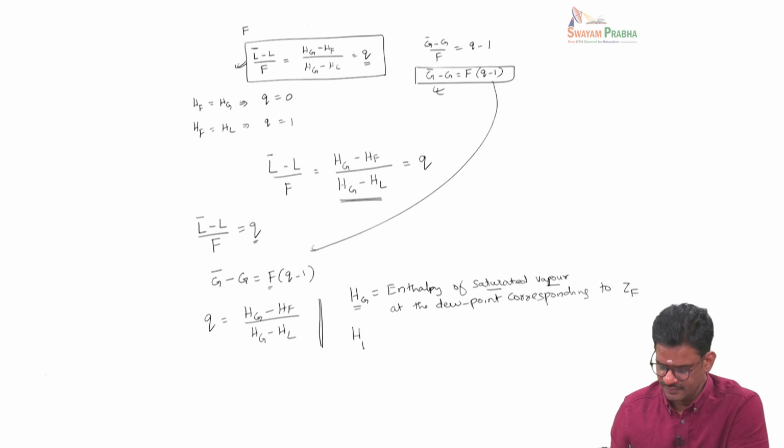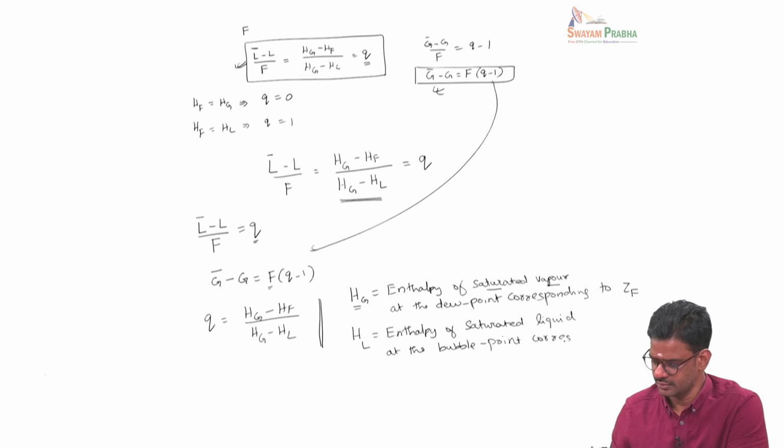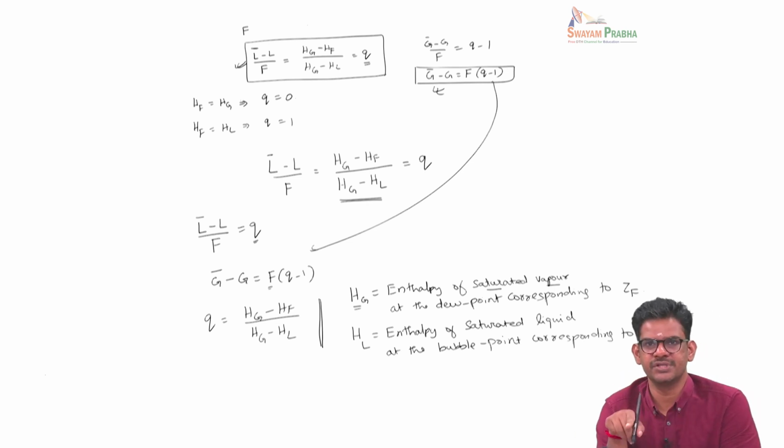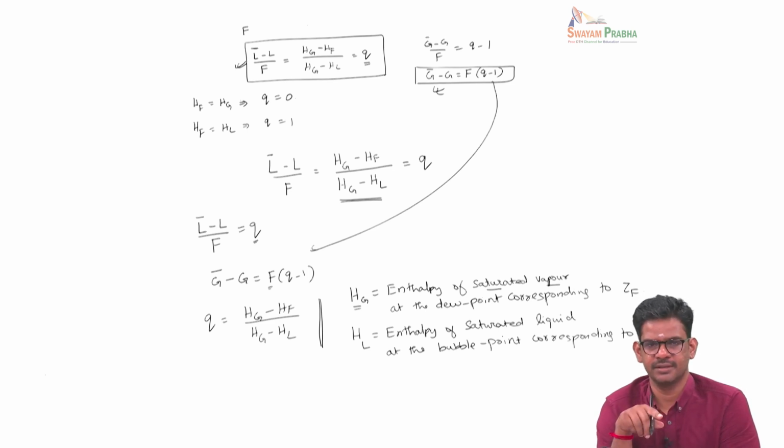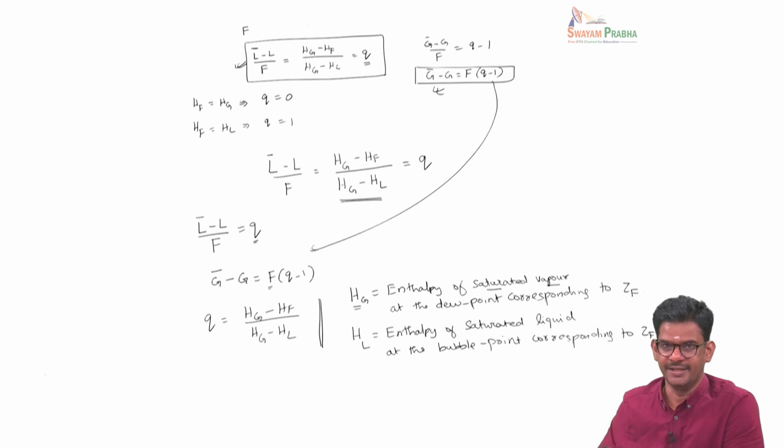Similarly, HL is the enthalpy of saturated liquid at the bubble point corresponding to ZF. So corresponding to the feed composition ZF, we need to find the bubble point. At that particular bubble point, the enthalpy of the saturated liquid is HL.